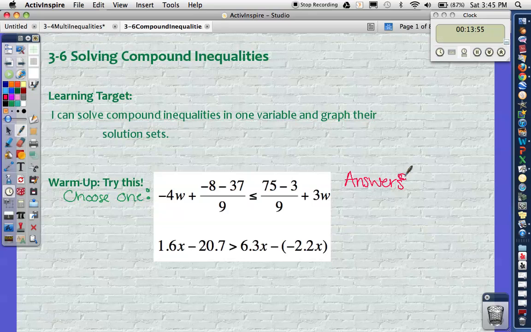Okay, your answers for the first warm-up would be W is greater than or equal to -1 6/7. You could write that as W is greater than or equal to -13/7. I would take both of those. And the second one, X is less than -3. So hopefully you got one of those right. If you didn't, these are very challenging. I just wanted to give you a challenge to start off with from all the practice that we've done with the inequalities. You should be ready for one of them. If you have a question, make sure you ask me tomorrow in class.